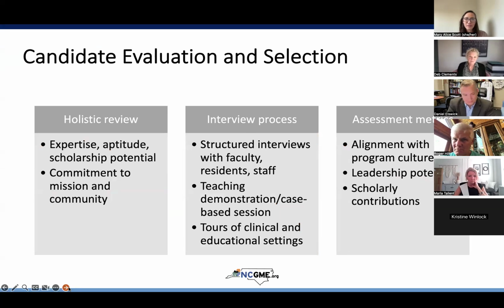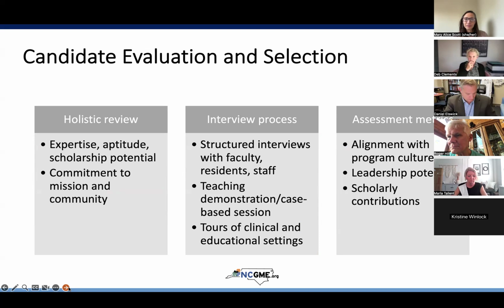Once you've selected some candidates and are evaluating, look at them much as you would residents: expertise, aptitude, scholarship potential. We know that scholarly activity is one of the most common citations. And so think about, even if they don't have a robust CV in that regard now, is that something we can develop in this person? Is there interest in that? And above all, their commitment to your mission and your community, because that's where the buck stops.